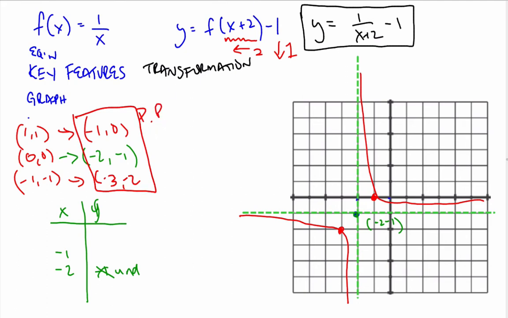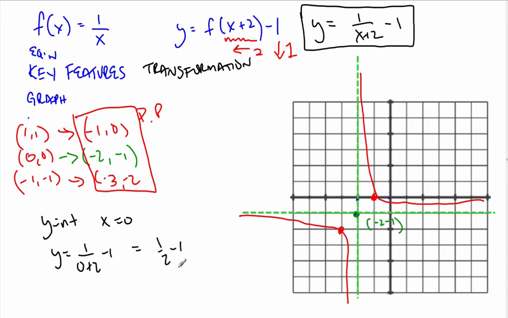Okay, and I have the graph, I have my pivot points. Let's look at x-intercepts and y-intercepts. So for my y-intercept, I make x equals 0. And so if I make x equals 0, I get y is equal to 1 over 0 plus 2, minus 1, which is equal to a half minus 1, which is equal to negative a half. So the y-intercept is 0 comma negative a half. That's this point here, negative a half.